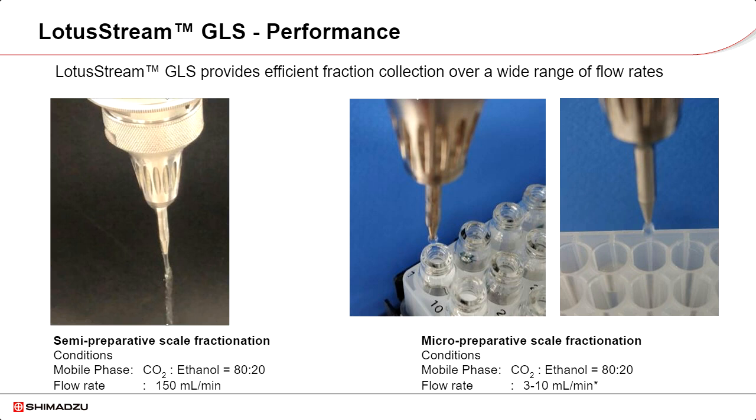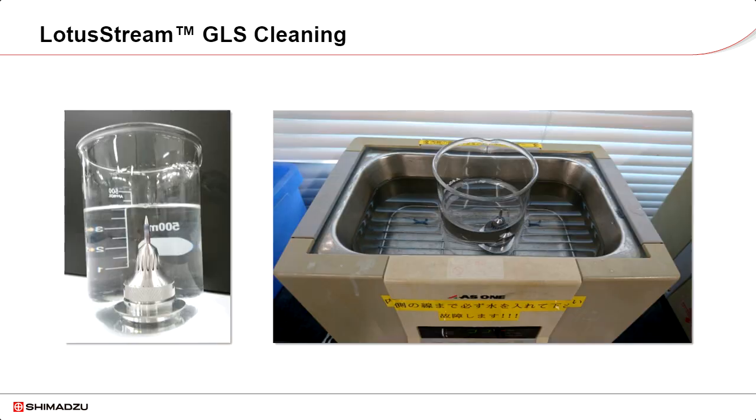As mentioned previously, the Lotus Stream gas liquid separator was a major innovation Shimadzu designed for the release of our PrEP SFC system. The original version is able to handle the range from 150 mils per minute down to as low as 3 mils per minute. Its elegant design incorporates no moving parts and can be easily cleaned by simply submerging the entire gas liquid separator in an appropriate solvent and using the sonicator.